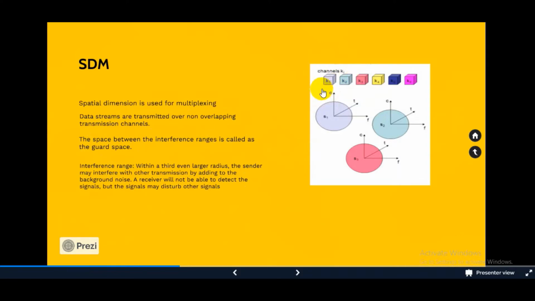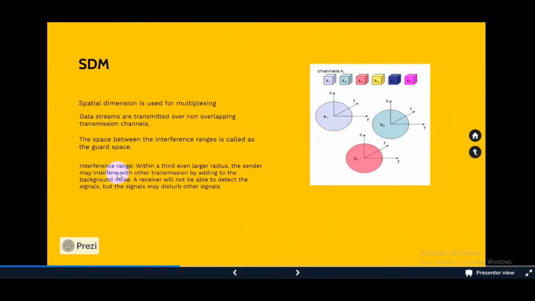Basically it tries to avoid data mixing. So when you have station K1 that has space S1, channel K2 that has space S2, channel K3 that has space S3, these spaces would be defined in such a way that there is no overlapping and no interference caused when two channels transmit their data. So in order to avoid the interferences, you have your guard spaces that are there in the picture.